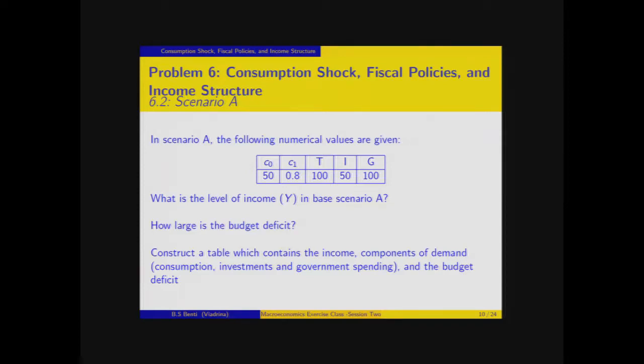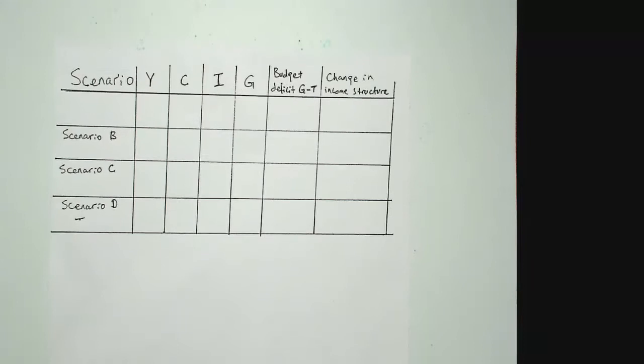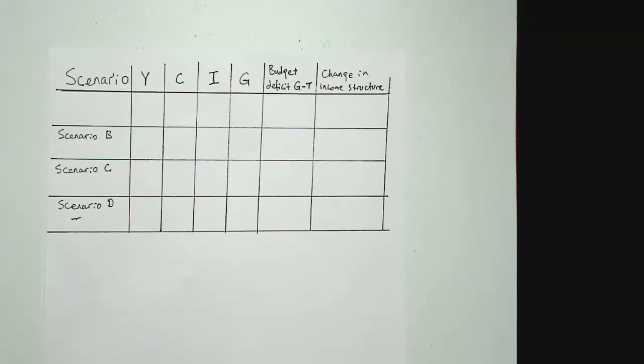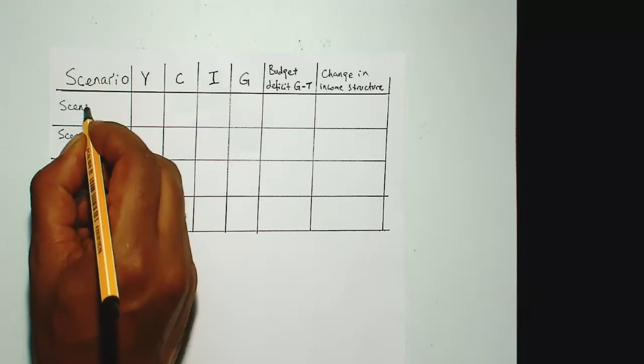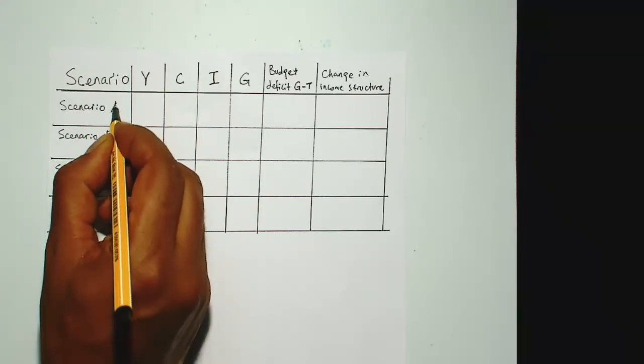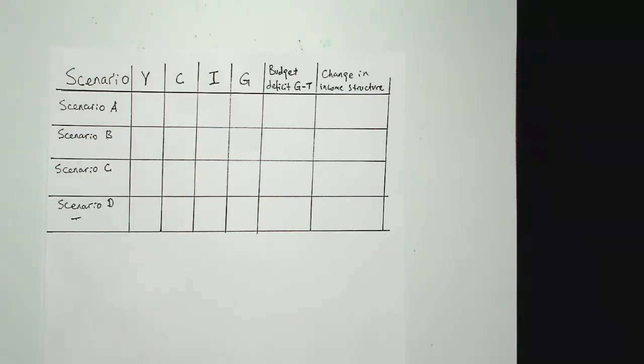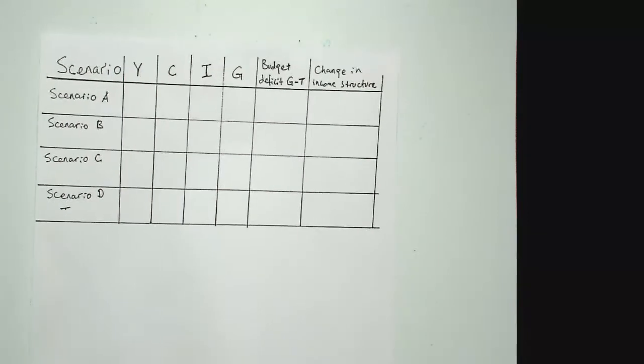Construct a table which contains the income, components of demand, consumption, investment, government spending, and the budget deficit. So to do so, I have already constructed the table, and we would look at scenario A, or the basic scenario, and we would work our way through the corresponding scenarios.